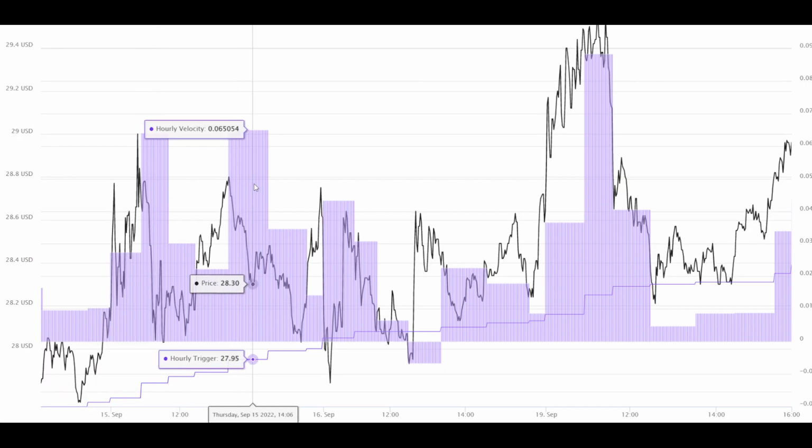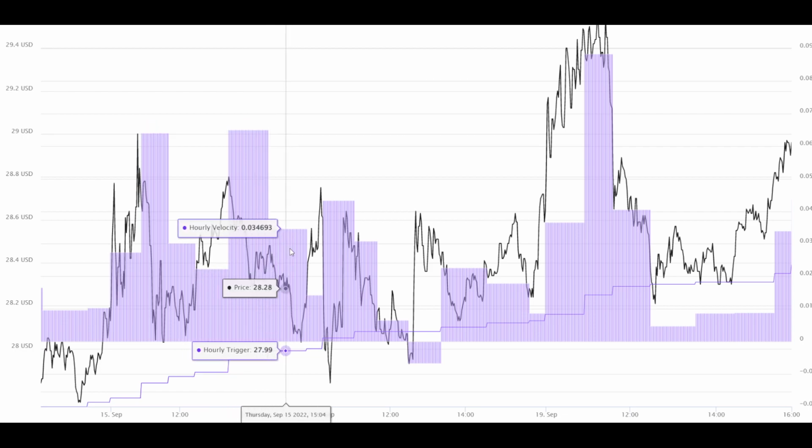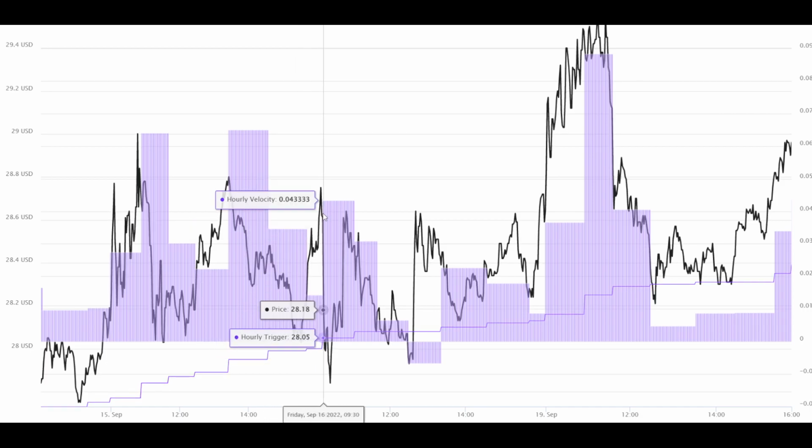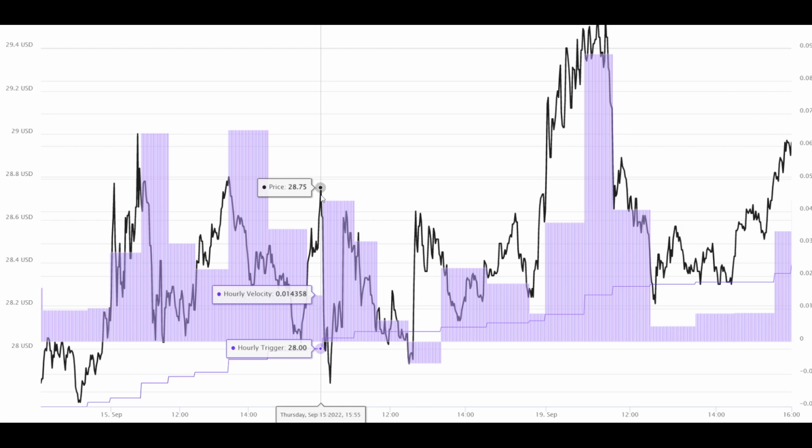And then over here again, we had really good hourly velocity. And here we had decent sized hourly velocity. Price came down to the hourly trigger, broke right above. Over here, this was actually when CPI data came out. So price gapped down really strong. The market SPY sold from 413 to 400, almost in pre-market.